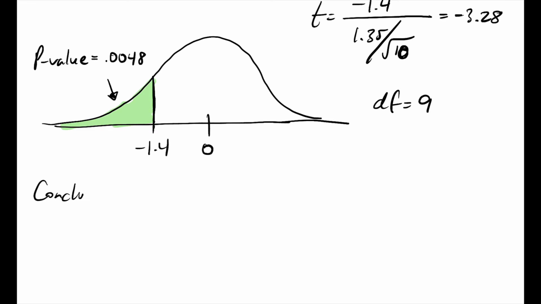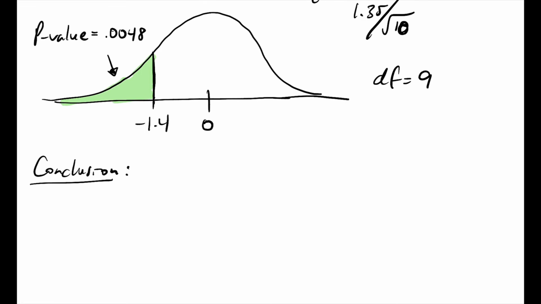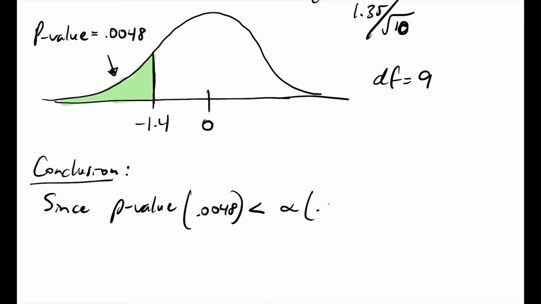Okay, conclusion. We use the same sentence frame as we did for the one sample t-test. So we compare the p-value: since the p-value 0.0048 is less than alpha 0.05, we reject the null hypothesis.